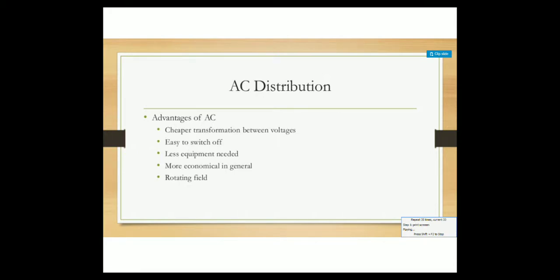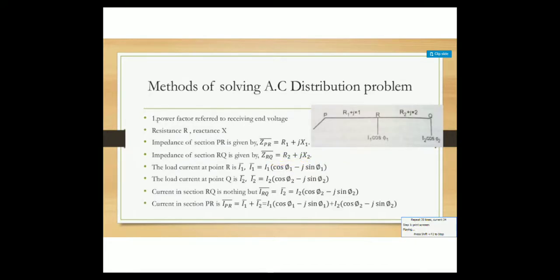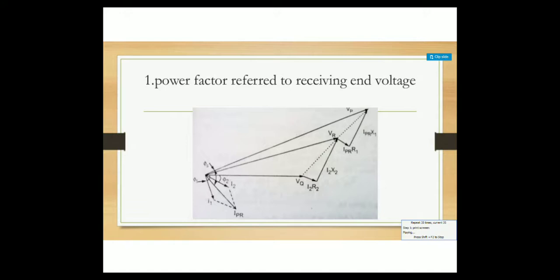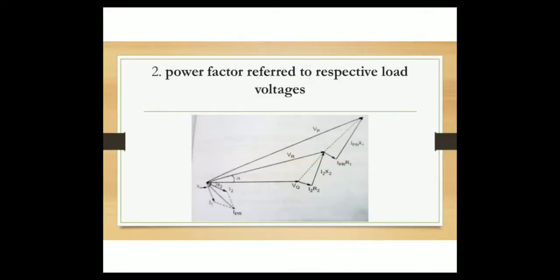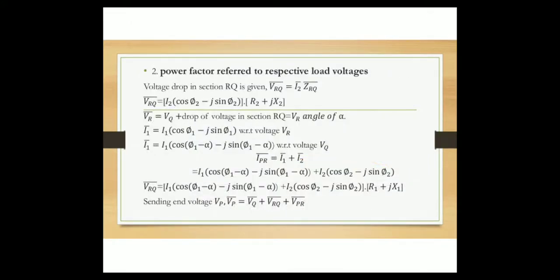And this is the classification of AC distributors. These are the advantages and how to solve a problem based upon an AC distribution system. Mainly, in AC there will be an impact of the power factor. This is the diagram based on power factor referred to the receiving end voltage, and these are the equations. This is the respective load voltages.